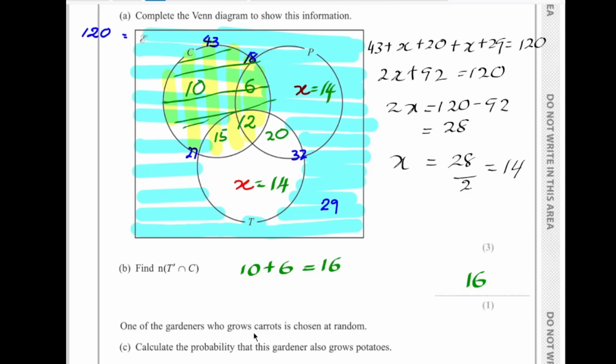So one of the gardeners who grows carrot is chosen at random. Calculate the probability that this gardener also grows potatoes. So from carrot, the one who also grows potatoes is this region, this one, carrot as well as potatoes, which becomes 18. So the answer is 18 over 43.